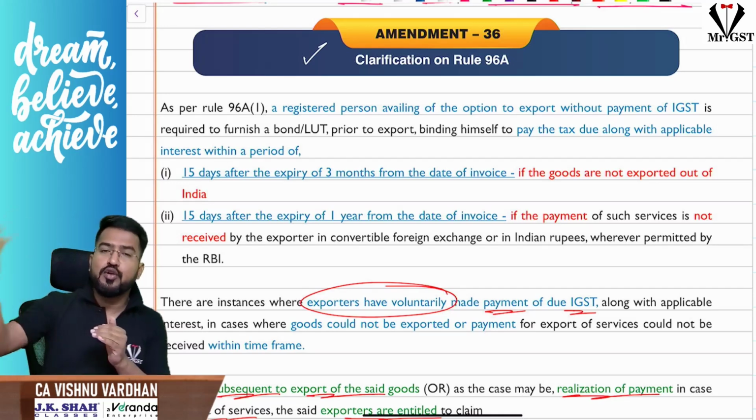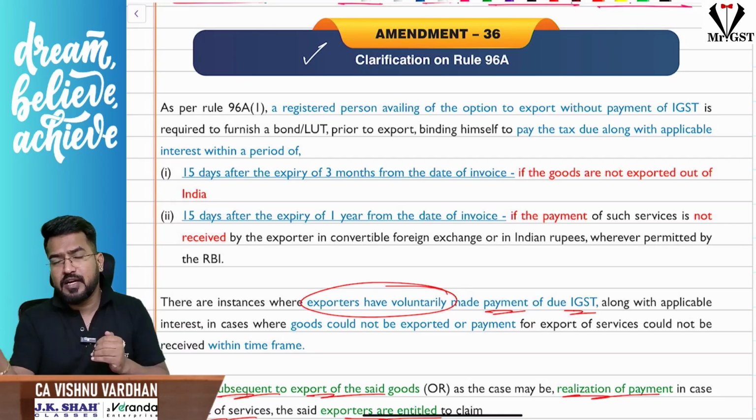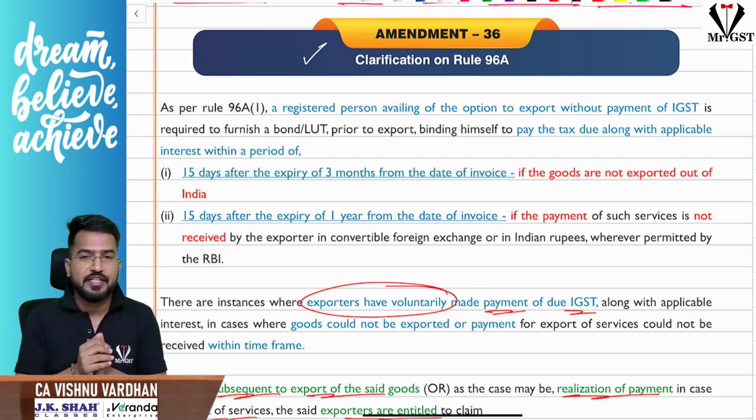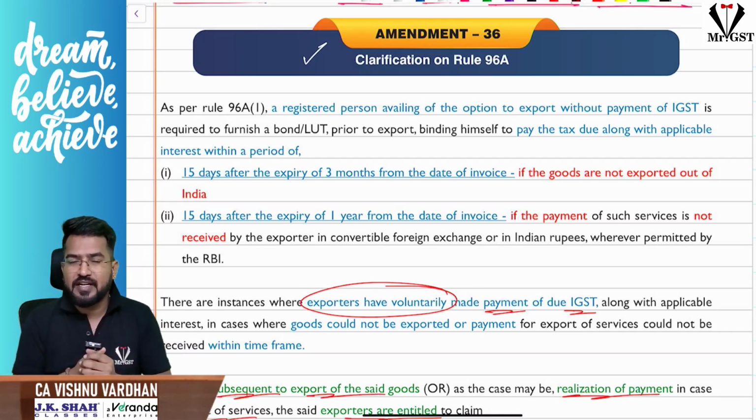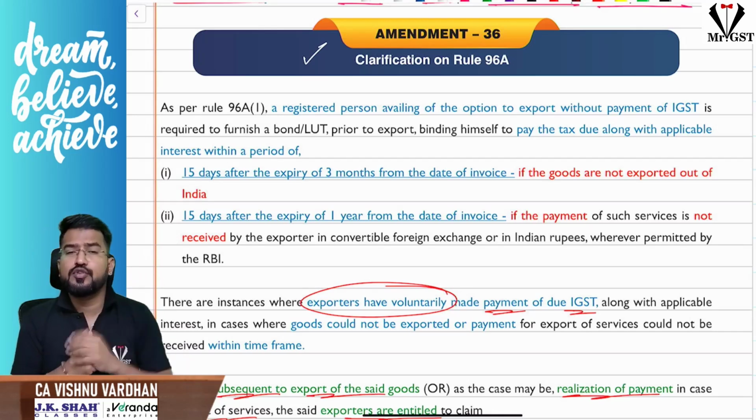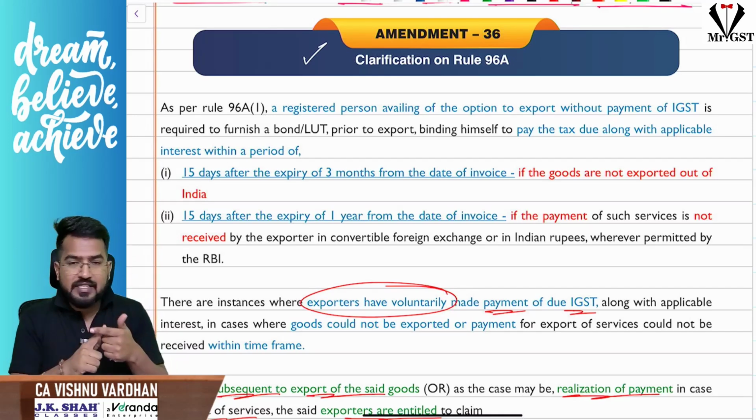Now, sir, tomorrow, after 6 or 7 months, I am sending the goods outside India, or after 1.5 or 2 years I am receiving the consideration in case of services. In that case, whatever IGST I have already paid because I violated the condition, can I claim it as a refund? Yes, of course you can claim it as a refund. IGST paid on exports, not only that, any unutilized ITC balance, that also you can claim as refund.